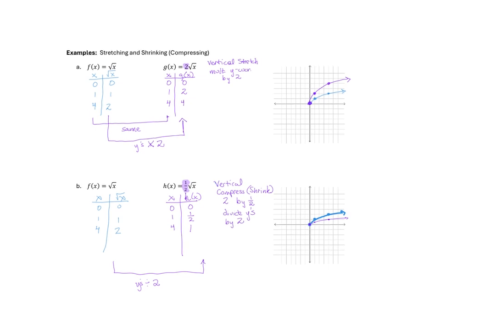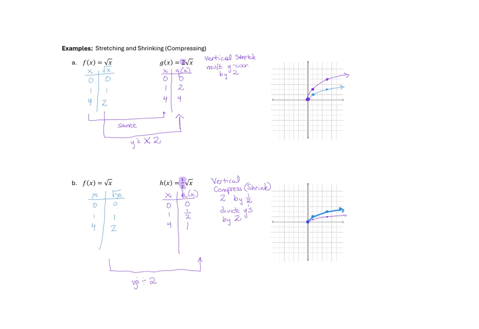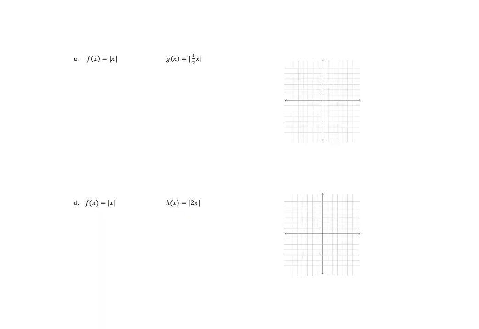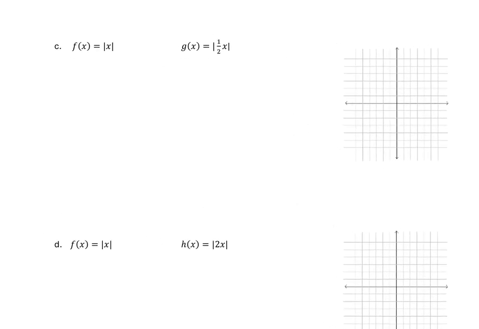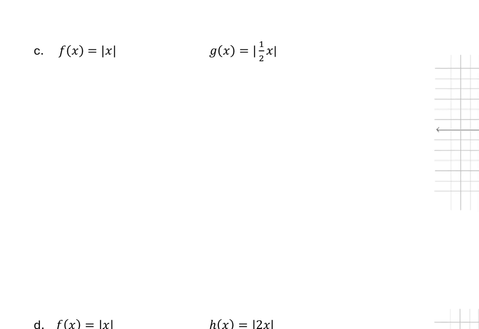All right, that is our vertical examples. The next thing we're going to look at is our horizontal examples. All right, so when we talk about horizontal, remember that this is going to be something on the inside. And so we are going to be affecting our x values. All right, let's go ahead and look at our first example. We're going to look at absolute value for these ones. And so in our first one, we have absolute value of x.